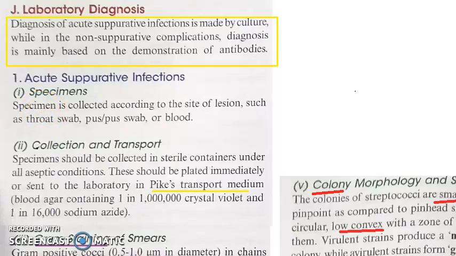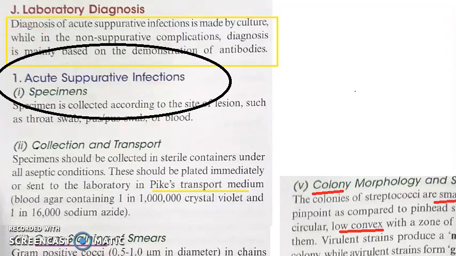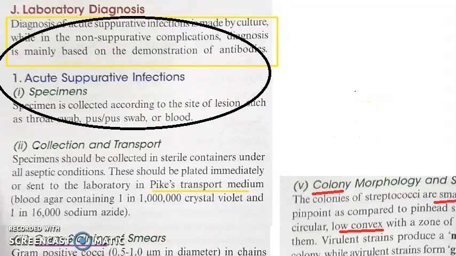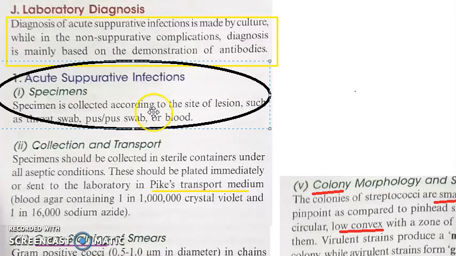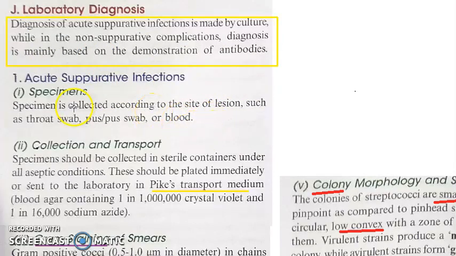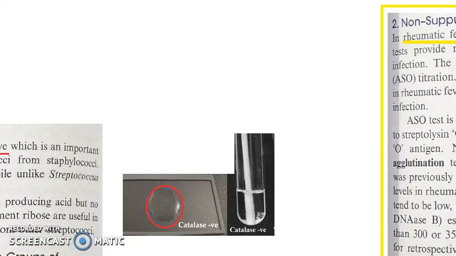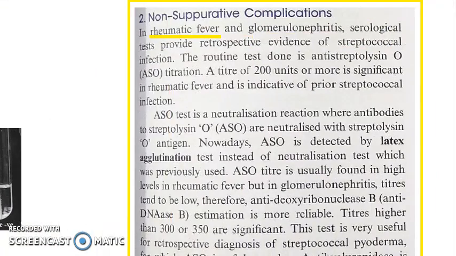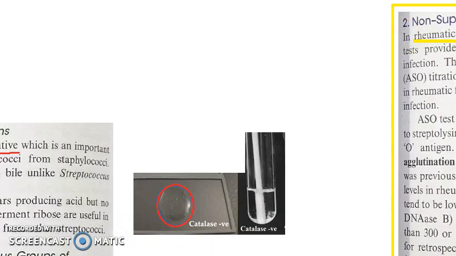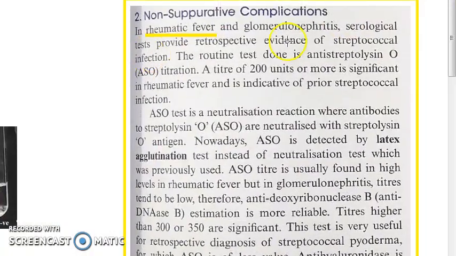See, lab diagnosis of Streptococcus, here there are two things. If it is a suppurative infection, how do you diagnose? And if it is a non-suppurative infection like rheumatic fever, how will you diagnose? The thing with the acute suppurative infection is that you will get the pus, correct? Or a throat swab. But non-suppurative, like rheumatic fever, you will not get any kind of pus or something like that. So you have to do something different, and that is the ASO titer, okay?